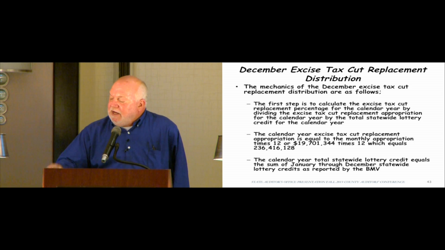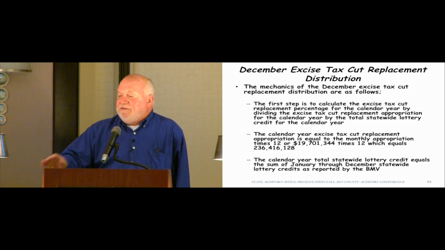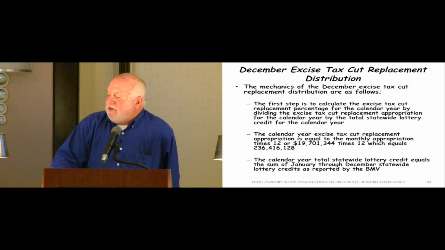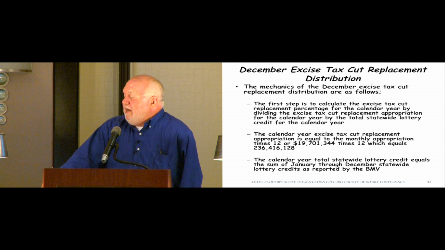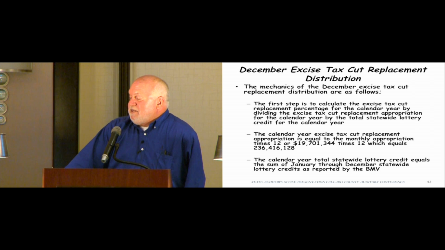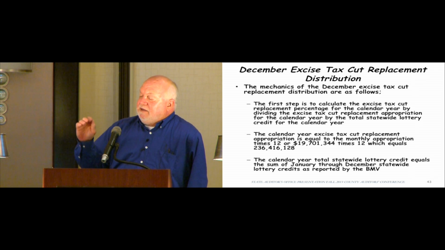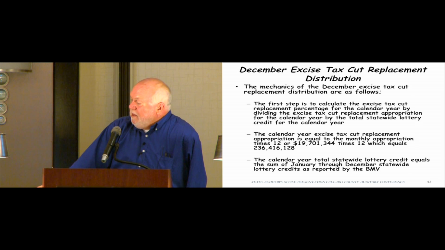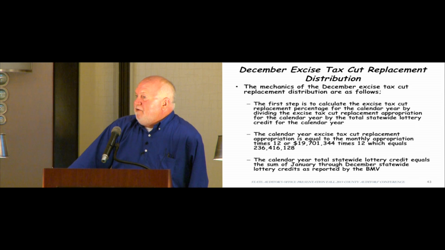So backing up, we take the 19.7 million, we divide it by the total lottery credit for the month reported to us by the Bureau, and we do that division, and we determine what percentage of the total the 19.7 is. If it's 70%, then we will distribute to every county 70% of your lottery credit for the month, and then you'll use that 70% to apply in your ledger the amounts to your tax districts. Then that's what we do January through November.